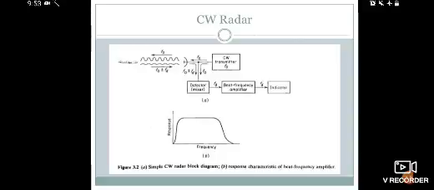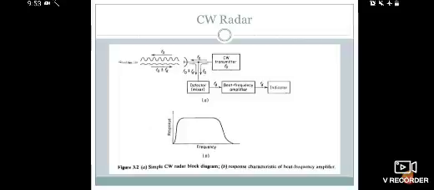That means f0 minus fd when moving away. If it is moving towards the antenna, it is f0 plus fd. That means the transmitted signal and the echo signal frequencies are summed or differenced depending on whether the target is moving away from or towards the antenna. Based on this, we calculate the frequencies, and by having the frequency we can determine the target's velocity.